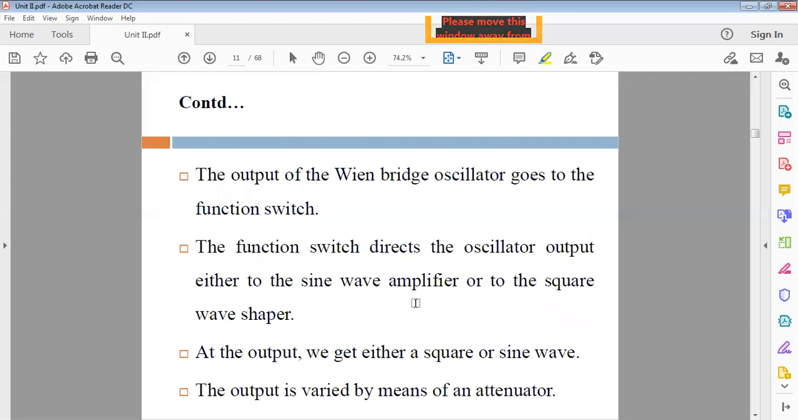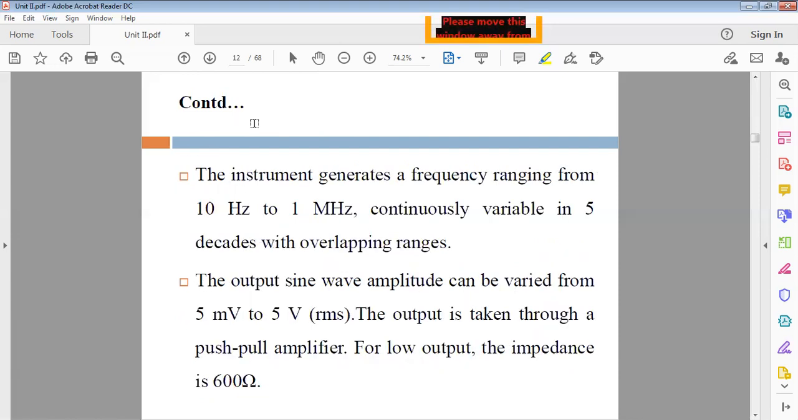Next, the output of the Wien-Bridge oscillator will be going to the functional switch as we already discussed it. This functional switch either directs the output to the square wave or sine wave. So we get the sine wave or square wave at the output, and the output level is varied by means of an attenuator. Next. So we can vary the frequency range in 5 decade steps with overlapping ranges from 10 Hz to 1 MHz. Next, the output sine wave amplitude, that amplitude can be varied from 5 millivolts to 5 volt RMS.